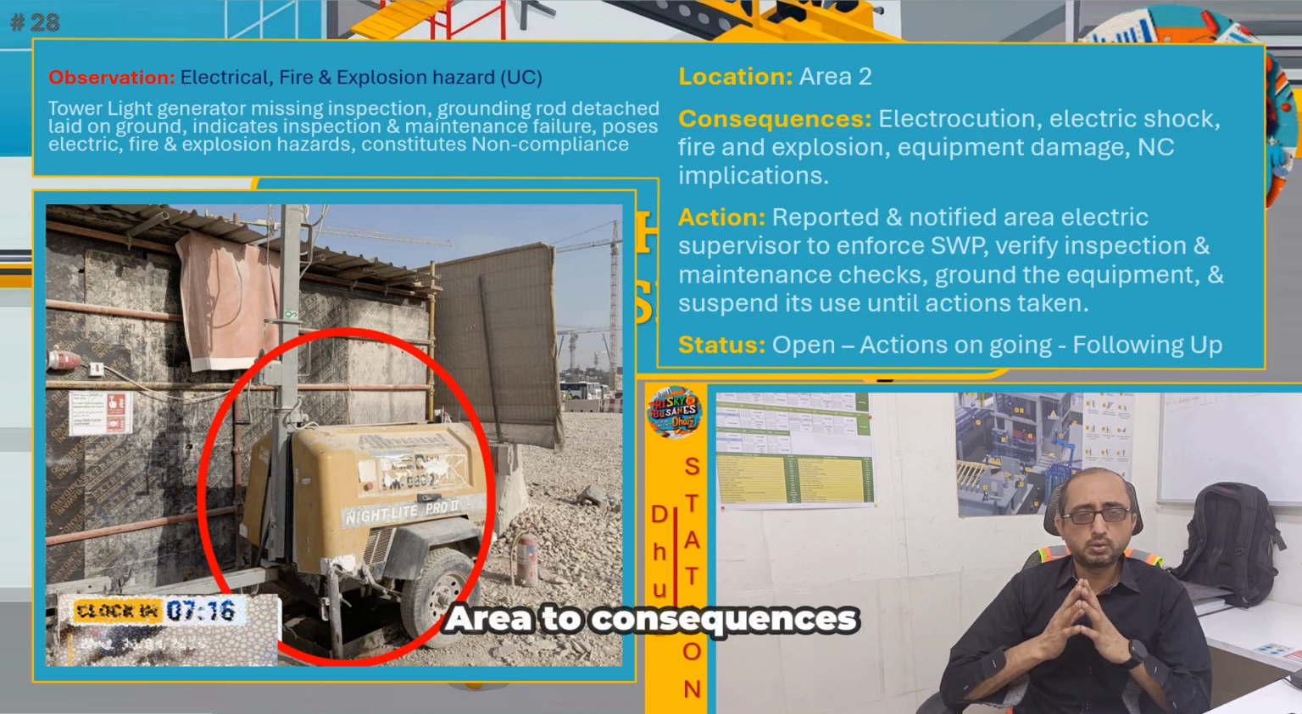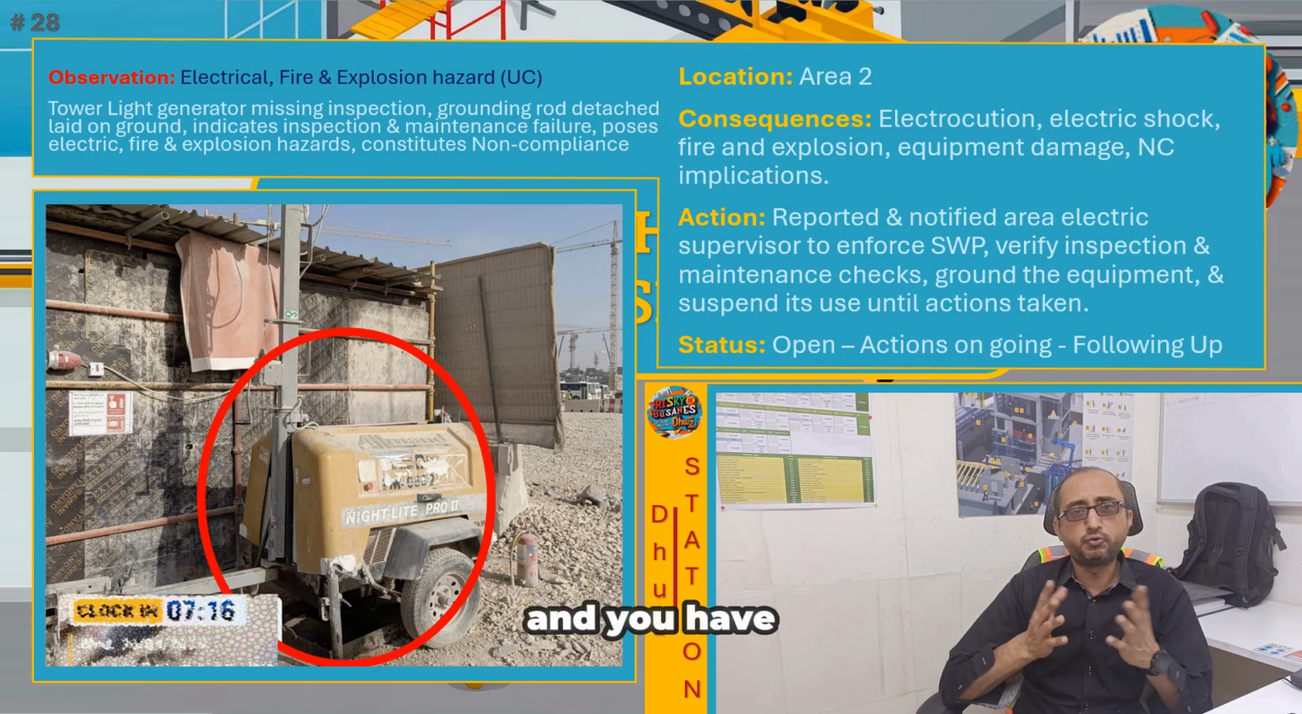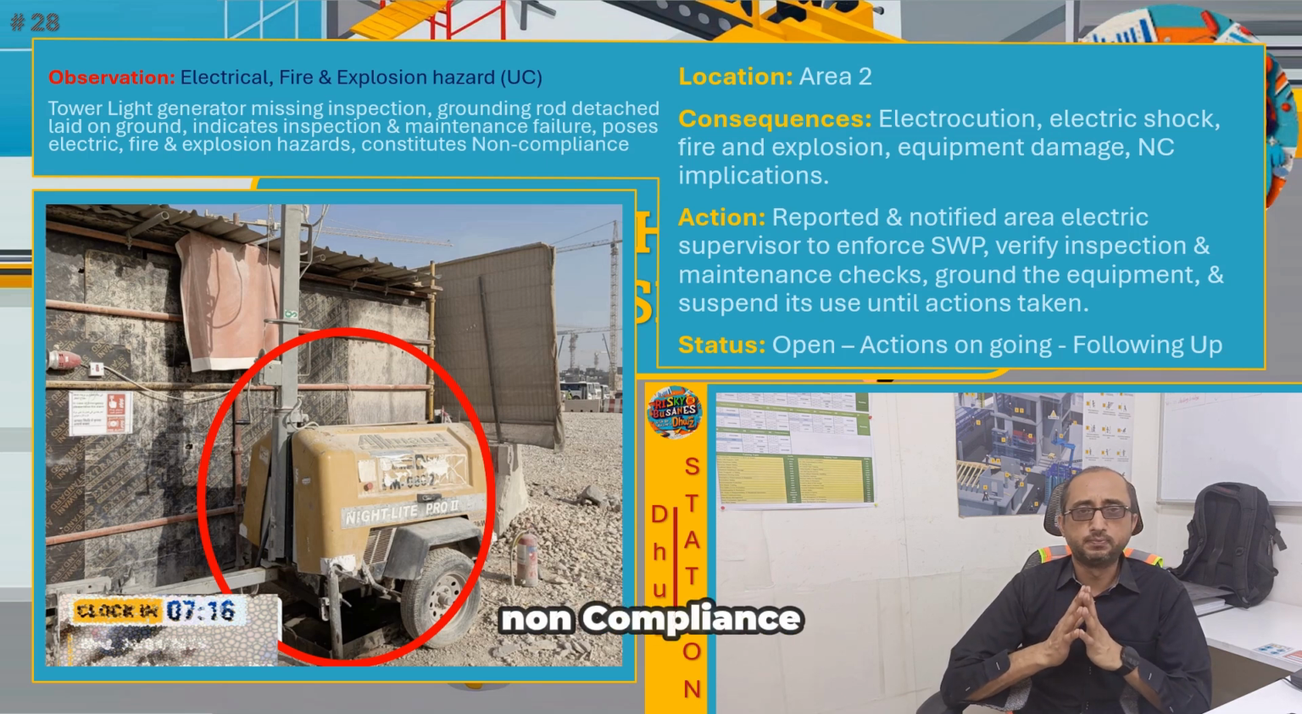Location is area 2. Consequences: any fault may result in serious consequences like electrocution, electric shock, equipment damage, fire, and you have to face the implications of a non-compliance.